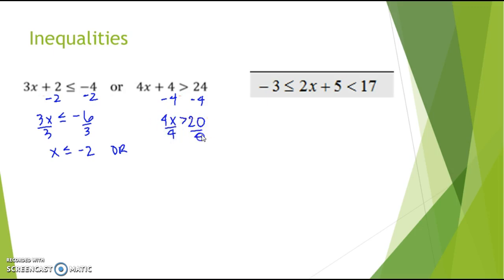Divide by that 4. And so we get x is greater than 5. So x is less than or equal to negative 2, or x is greater than 5. I'm going to look at my number line. So the negative 2 goes on the left, the 5 is on the right. The less than or equal to gets a closed circle, and I'm going to shade to the left because that's which way it's pointing. My greater than 5 gets an open circle, and I'm going to shade to the right because that's where it's pointing.